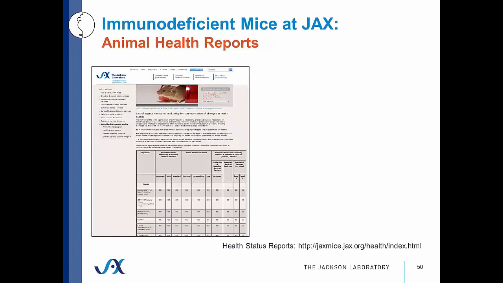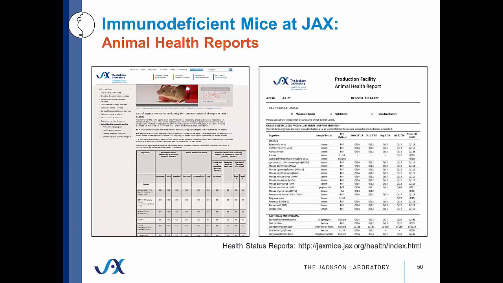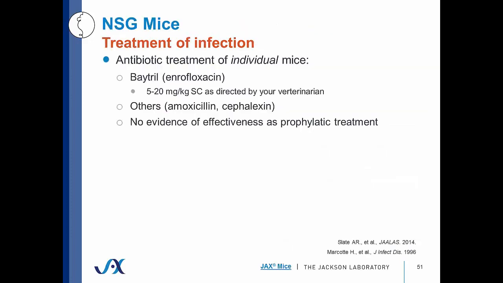For a list of all of the pathogens that we monitor in our facility, you can see all of that in our animal health reports. Here's a list of all the pathogens that we monitor as well as exclude from all of our barrier rooms, and you can find that on our website. You can also find animal health reports room by room for each of the strains that you use, as well as for the NSG mouse.